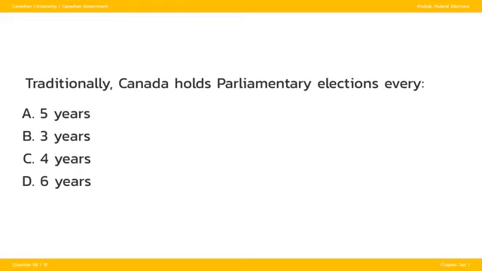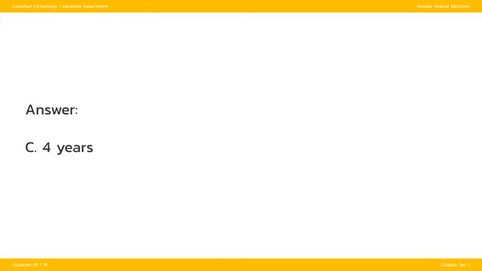Traditionally, Canada holds parliamentary elections every A. 5 years. B. 3 years. C. 4 years. D. 6 years. The answer is C. 4 years.